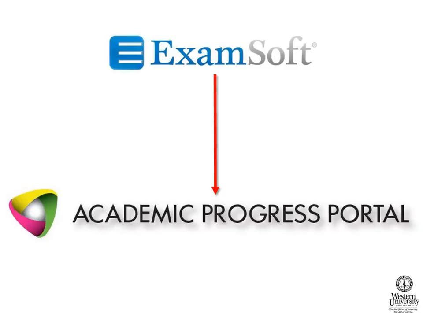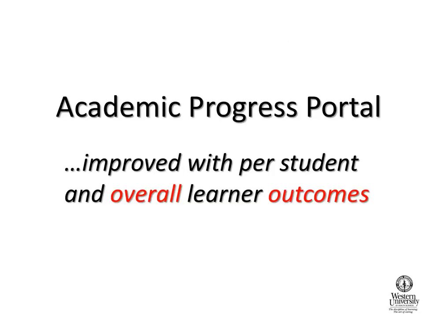So we've created the exam, and the students have taken that assessment. What we do next then is export the longitudinal data as well as the exam results, but we get the longitudinal report so that we're able to pull those outcomes, and then we post them into the academic progress portal along with the regular exam results. So now what happens is we have the APP, but now it's improved with overall learner outcomes.